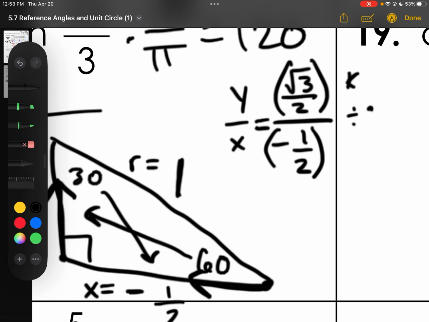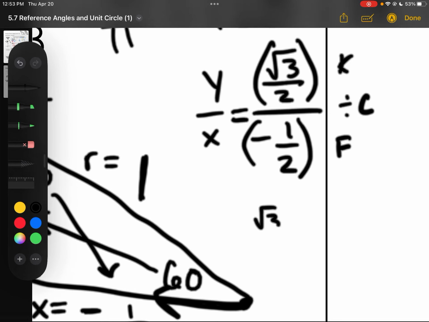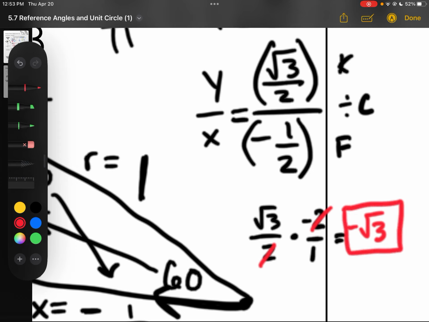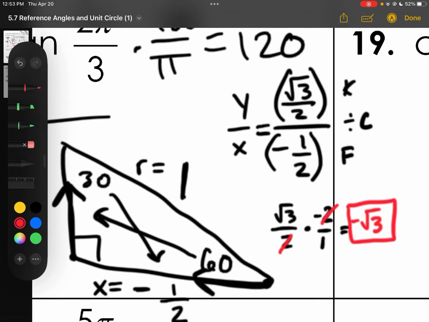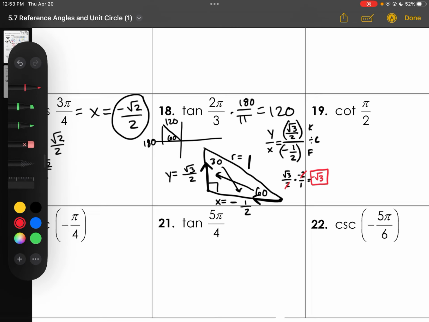Keep the top, change it to multiplication, and flip the bottom. So root 3 over 2 multiplied by negative 2 over 1. The nice thing is we have a 2 on the top and a 2 on the bottom. So 2 divided by 2 simplifies to just 1. So we are left with negative root 3, divided by 1 on the bottom, but dividing by 1 doesn't make a change. It keeps it as negative root 3. So that is our full final answer for our question here.